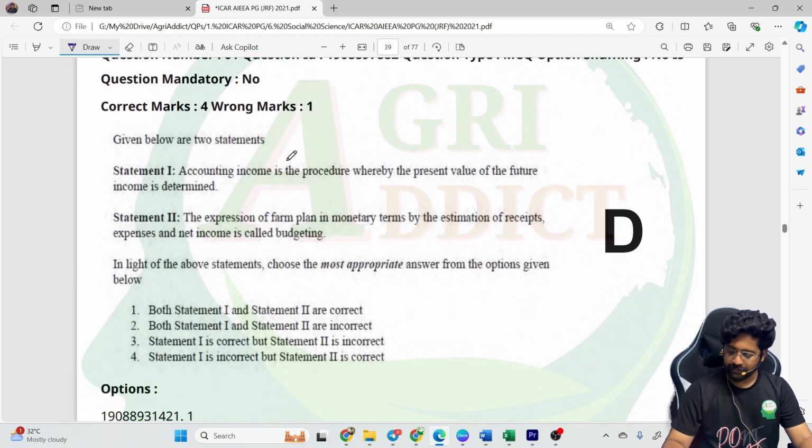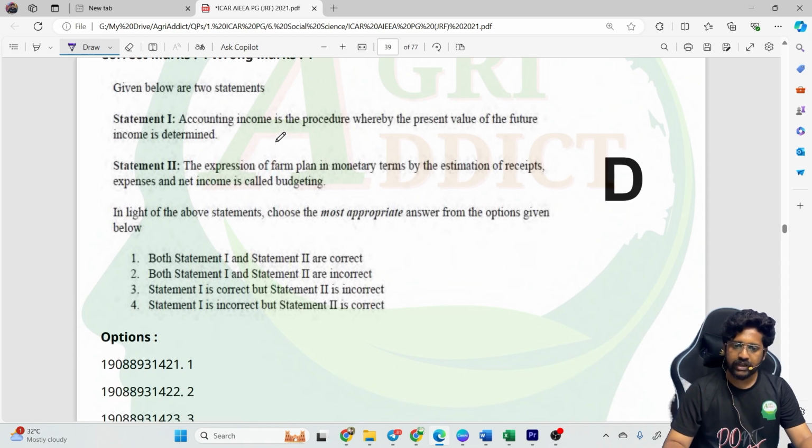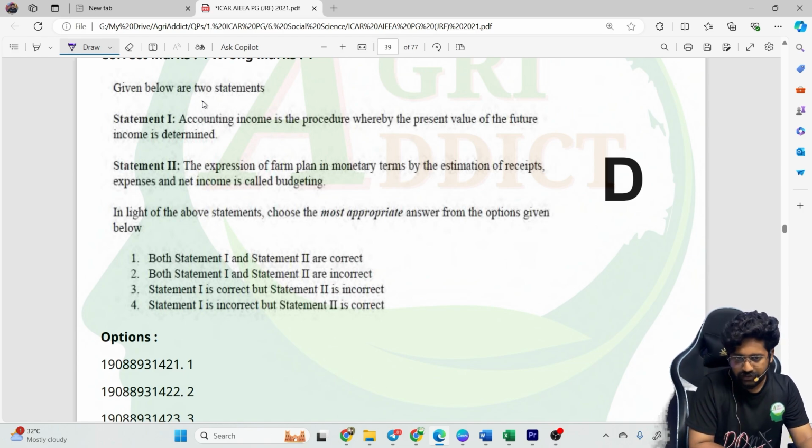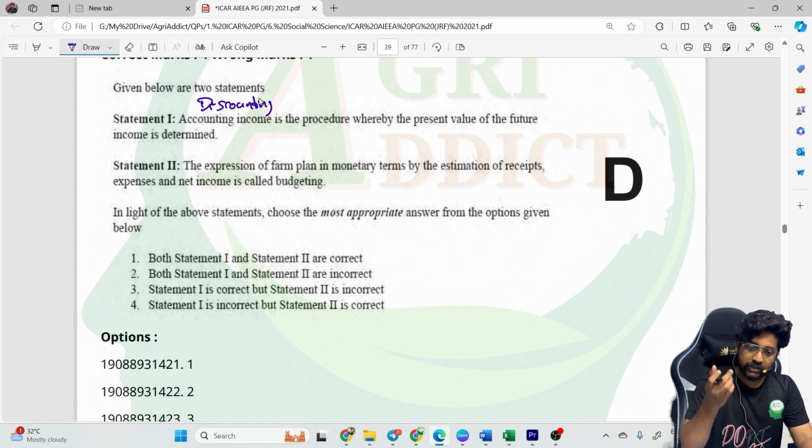Given below are two statements. Accounting income is the procedure whereby the present value of the future income is determined. The statement 1 is wrong actually. The procedure whereby the present value of the future income is determined is nothing but discounting, right? It's not accounting, it's discounting. What if it is in the opposite direction? That is, finding the future value of the present income can be considered as compounding. So first statement is incorrect.